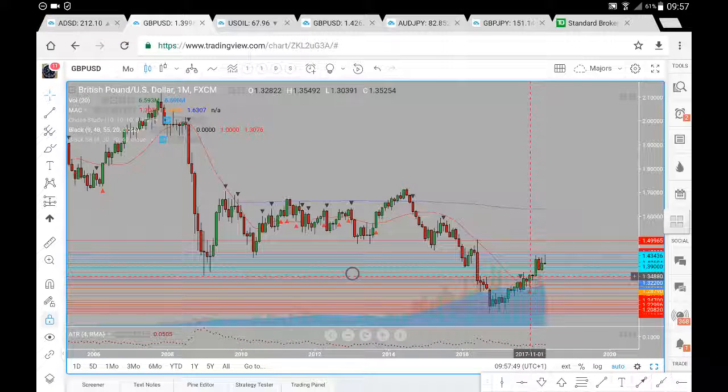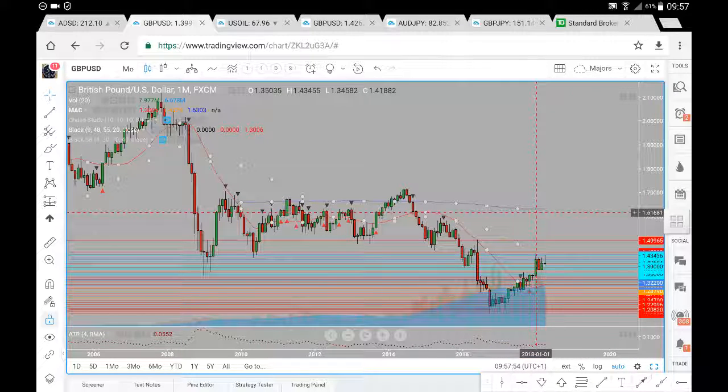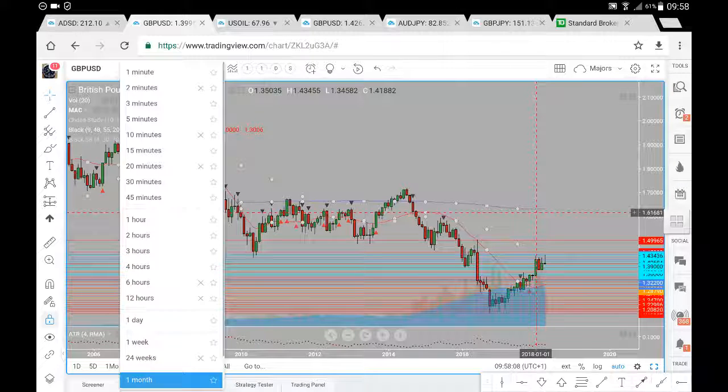As long as we do continue to operate within the shadow of this very large candle here, the low of which is 134.58. As long as we stay above that level, I would suggest there is still a bias here to the long side on the pound against the dollar from a higher time frame perspective.